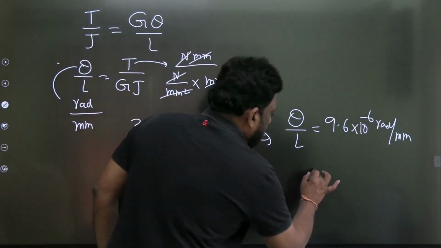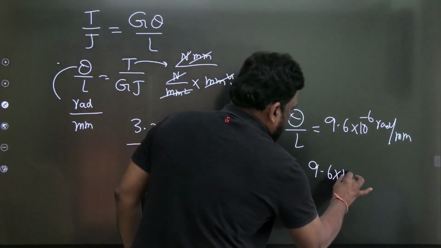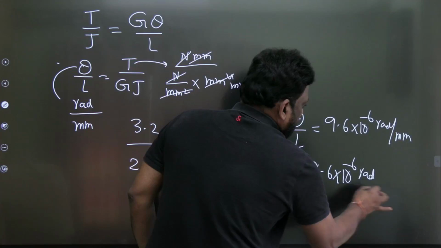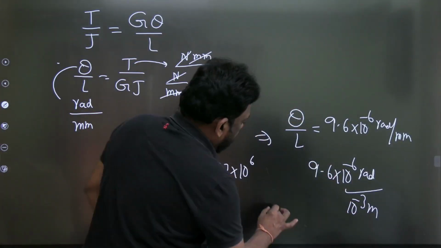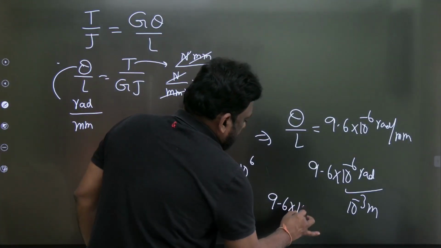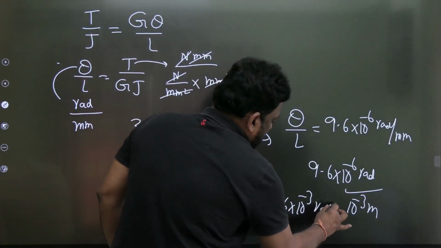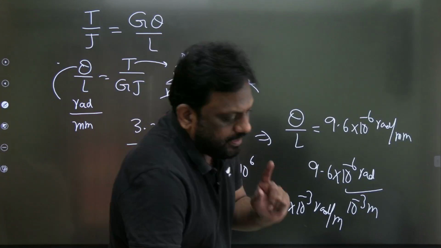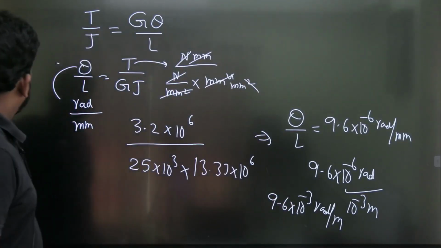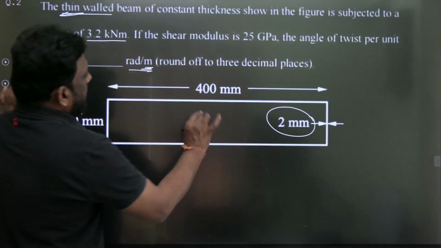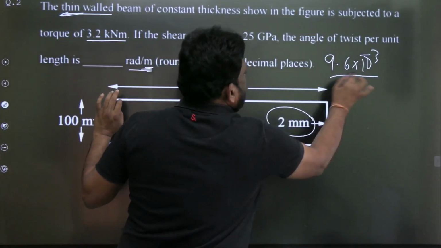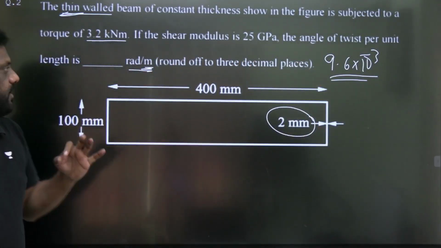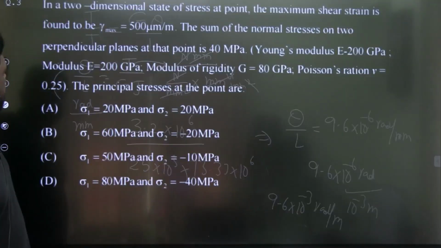So therefore, 9.6 into 10 power minus 6 radian per mm. Milli is 10 power minus 3 meter, so you take this to the top. So it will be 9.6 into 10 power minus 3 radian per meter is the right answer. That is the right answer. So there is a possibility of this question. Now we'll move to the next question.